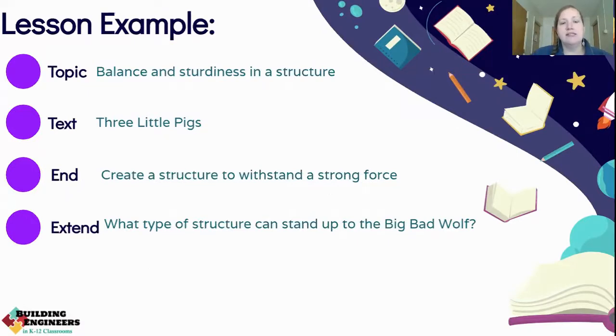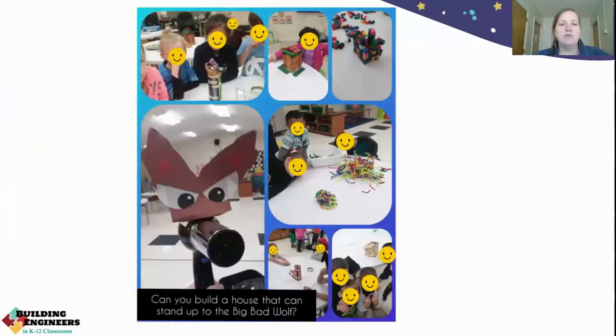A kindergarten lesson that I taught focused on balance and sturdiness in structures. We read the book 3 Little Pigs, and from there I wanted them to create a structure that could stand a strong force. The extension was what type of structure can stand up to the big bad wolf. For this lesson, the big bad wolf was a hairdryer, and the students were given a variety of materials to figure out how to build a structure that could stand up to that big bad wolf.